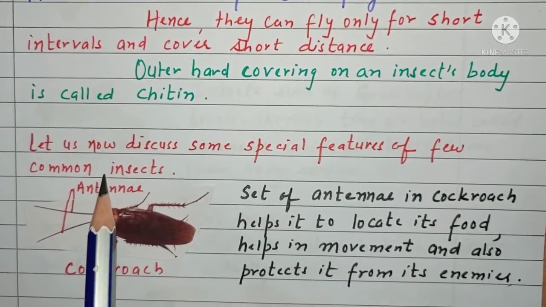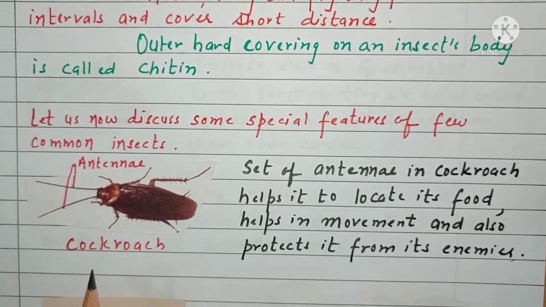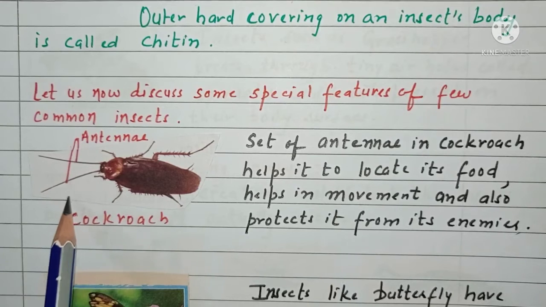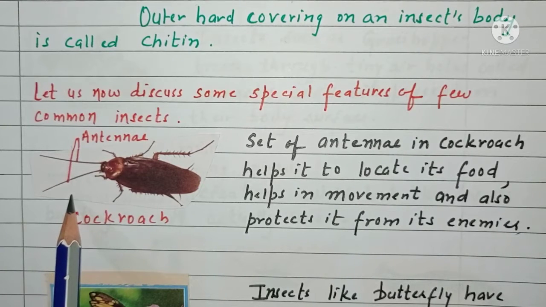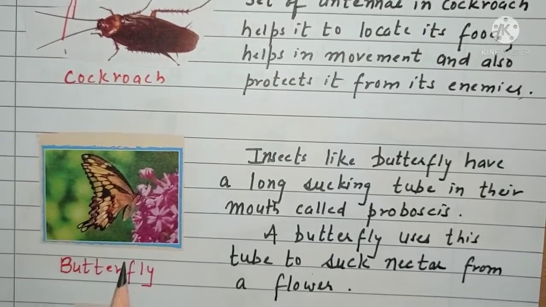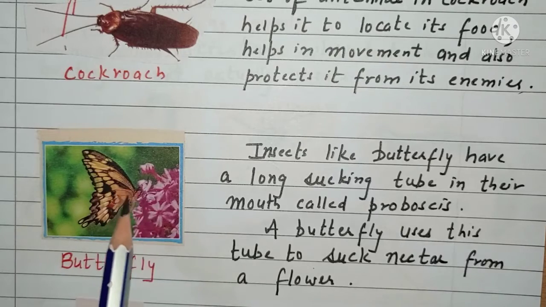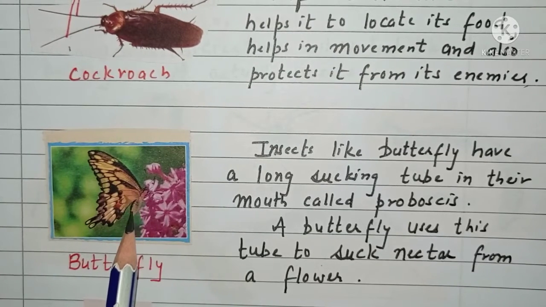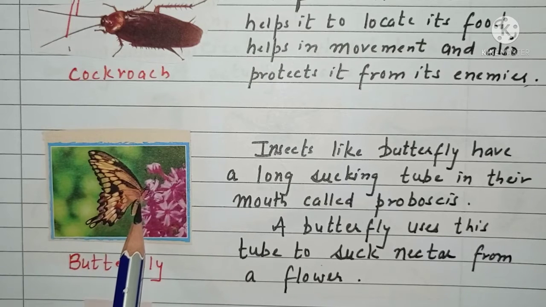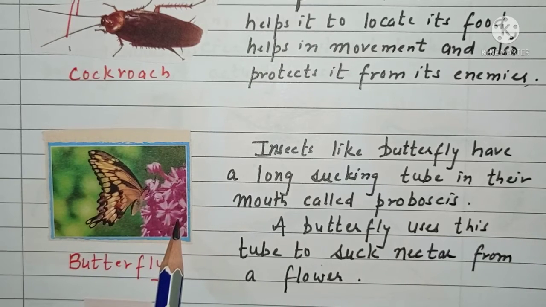So now, let us discuss some special features of a few common insects. Cockroach. The set of antennae in a cockroach helps it to locate its food, also helps in movement, and also helps in protecting itself from its enemies. Now, the butterfly. Students, insects like the butterfly have a long sucking tube in their mouth which is known as proboscis. And a butterfly, as you know, uses this tube to suck nectar from a flower.